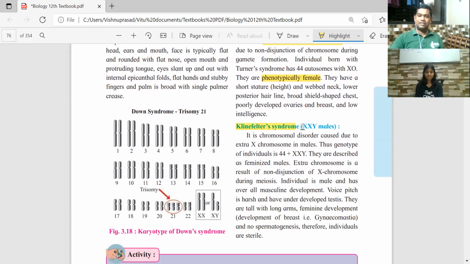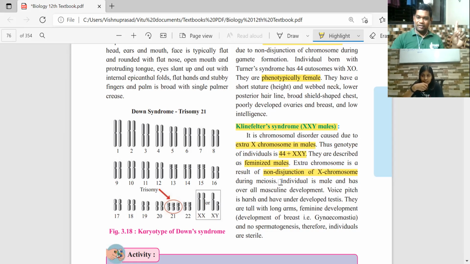We'll discuss Klinefelter's syndrome, where they are known as XXY males. They are also sometimes called feminized males. This is again a chromosomal disorder. इसमें क्या होता है कि there is one extra X chromosome in the males. Males में normally क्या होता है, 44 plus XY. But here it is 44 plus XXY. So there is a non-disjunction of the X chromosome happening.